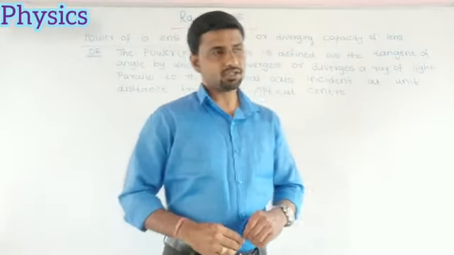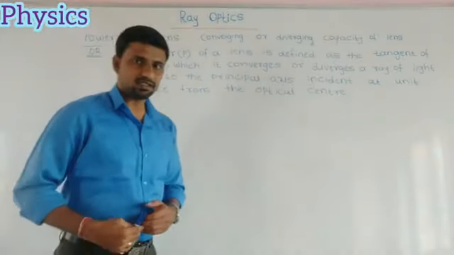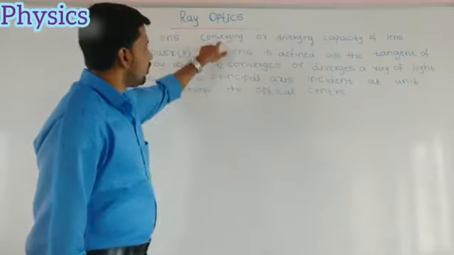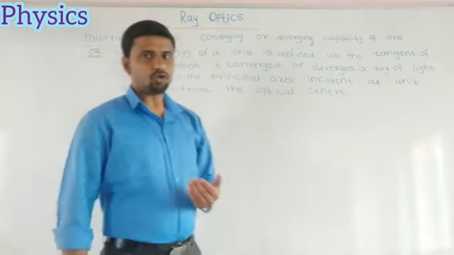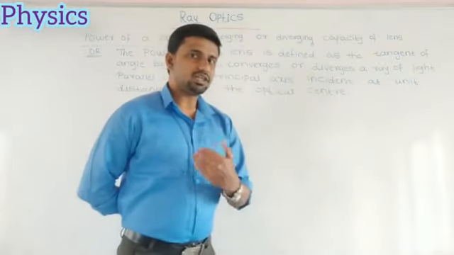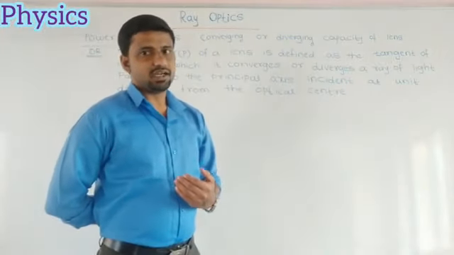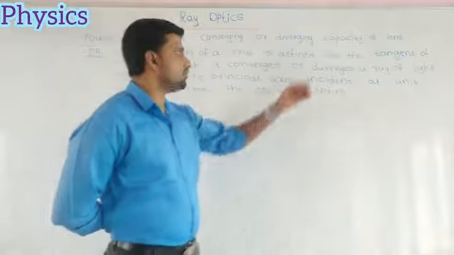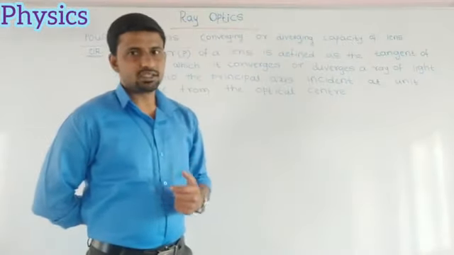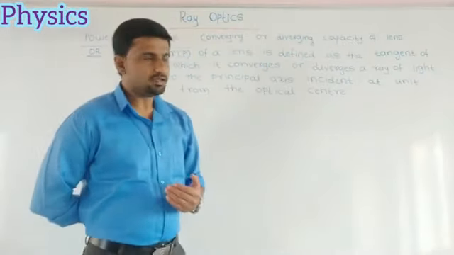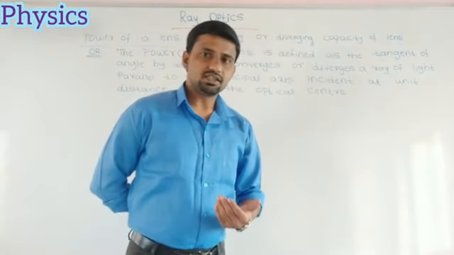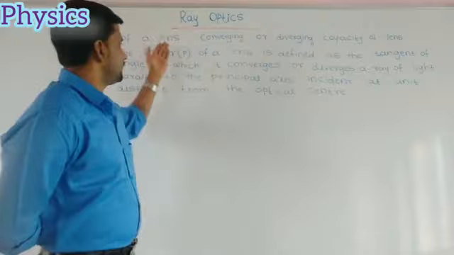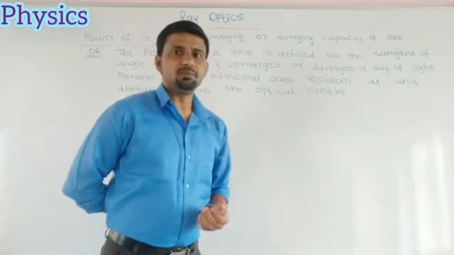In simple words, the power of a lens can be defined as the converging or diverging capacity of a lens. We know that a convex lens converges the incident rays of light and a concave lens diverges the incident rays of light. That converging or diverging capacity of the lens is called the power of a lens. That is the simple definition.